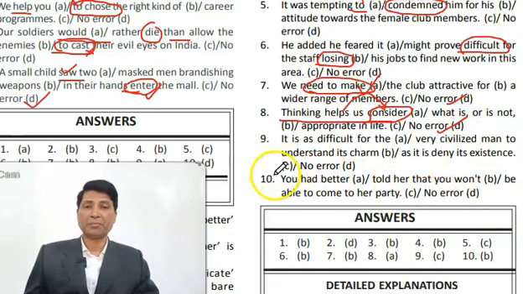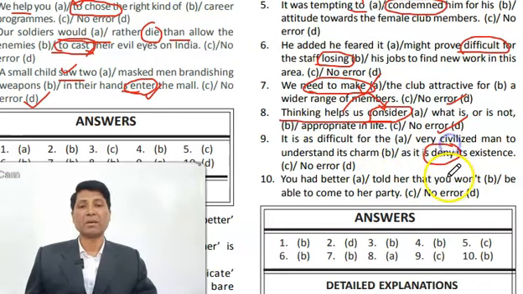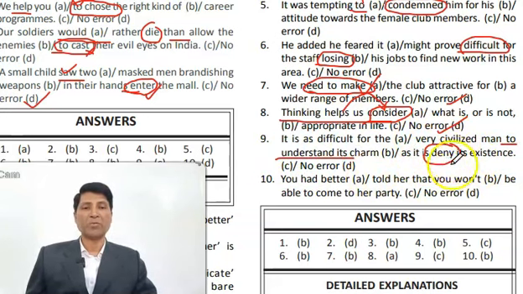Look at question number 9 now. It is as difficult for the very civilized man to understand its charm as it is deny its existence. Where is the problem? It is here. It shouldn't be the bare infinitive. It should be full infinitive because a full infinitive has already been used here. So it should be to deny.